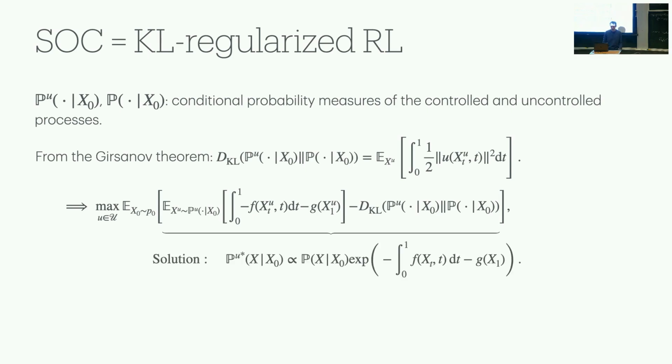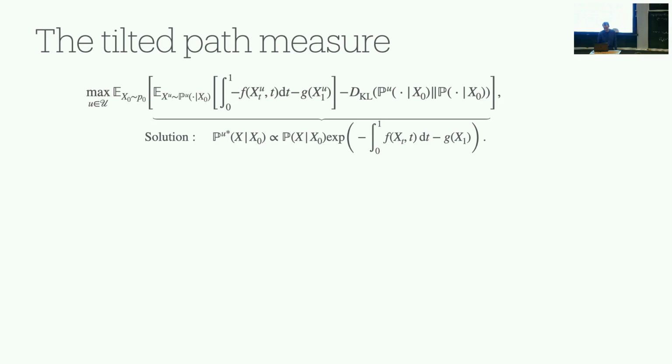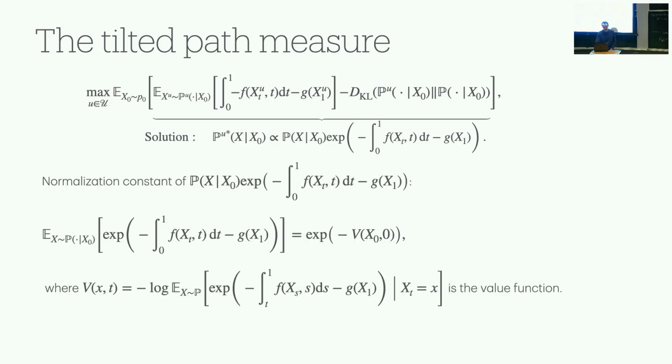And if you're familiar or you've seen this kind of problems before, the solution of such KL regularization problems is of the following form. You essentially have the optimal distribution is proportional to the base distribution times the exponential of the reward. So that holds just as well in the case of path measures.